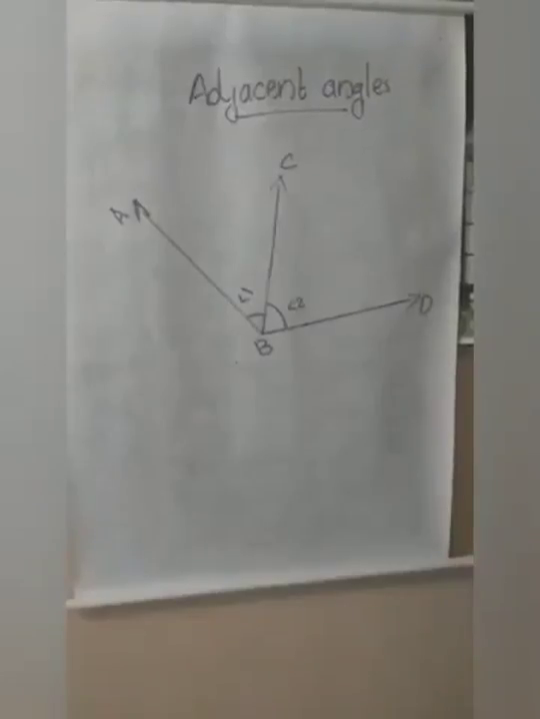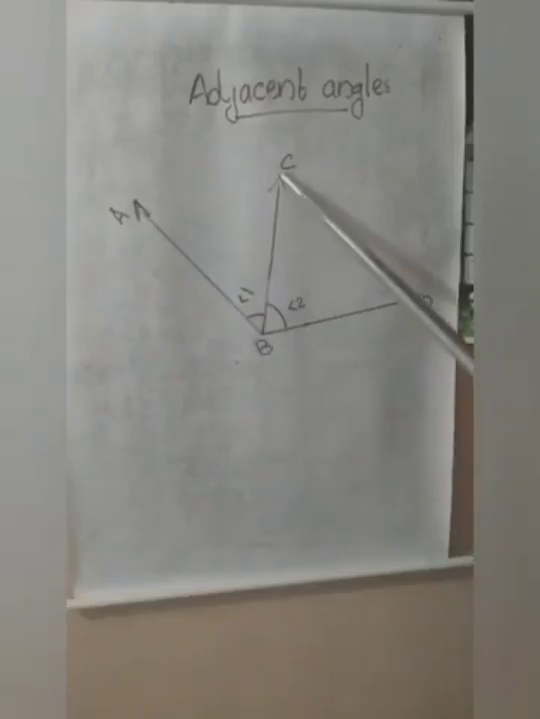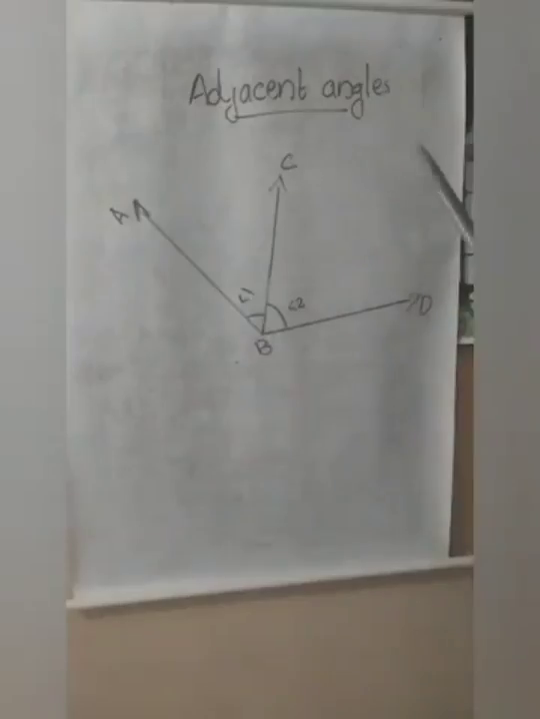So what are adjacent angles? Look at the figure here. A, B, C. This is one angle, angle 1. A, B, C and D, B, C. These are the two angles. In other words, angle 1 and angle 2.